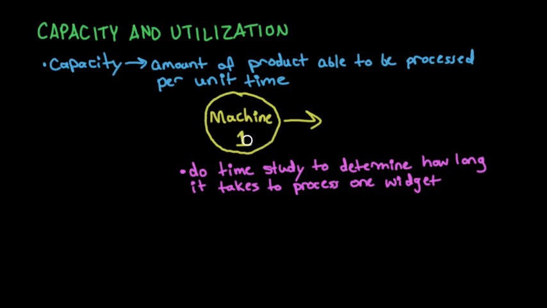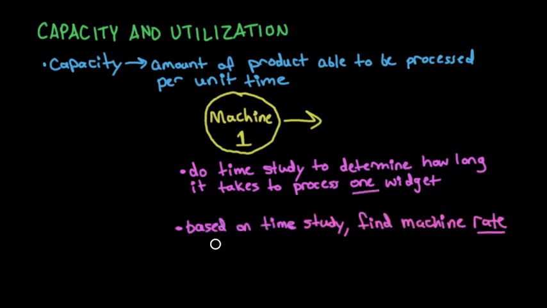It works. If you time enough widgets on that machine, you can get a pretty good average, and then you get an idea of the time it takes to produce one widget. If you're working in a more technologically advanced factory, you might be able to pull this data from a database somewhere. And if this machine is producing more than one kind of widget, you need to factor that into your average somehow. But the bottom line is, figure out how long it takes to process one widget. On to the next step.